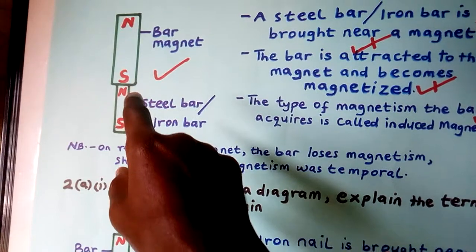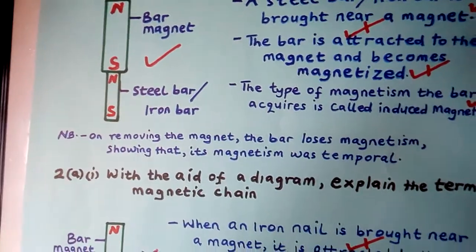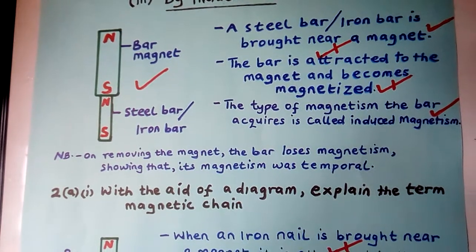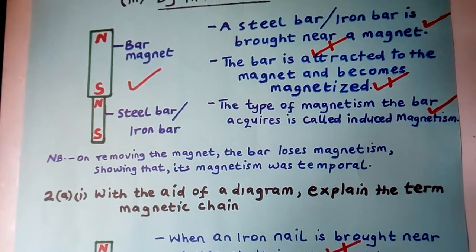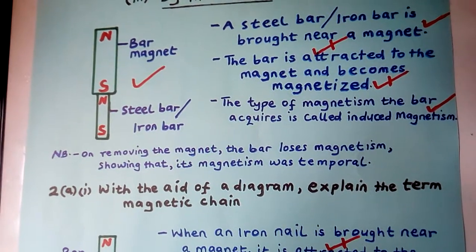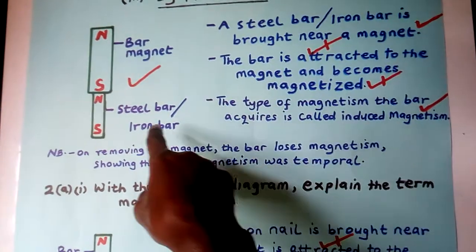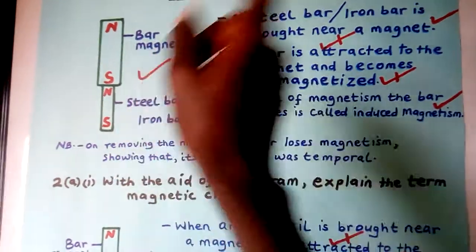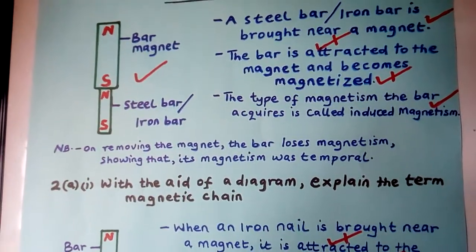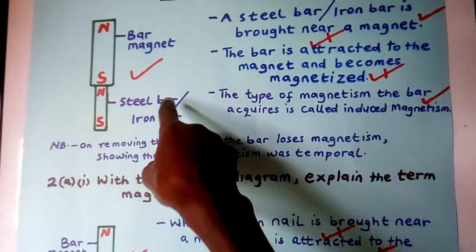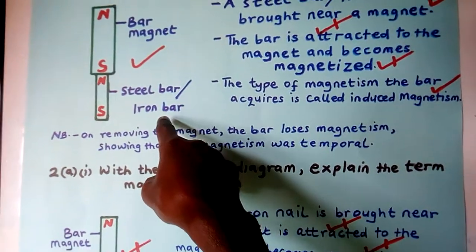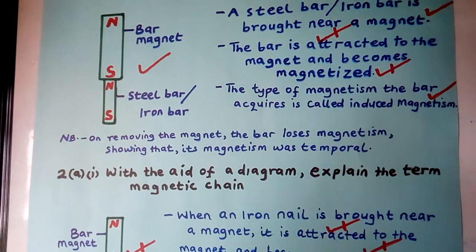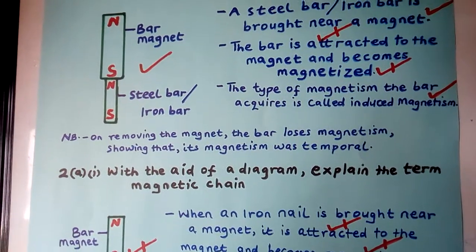Immediately you bring it near, what happens? It gets attracted by a magnet. Why? Because it is a magnetic material. One time we said magnetic materials are those which are easily attracted by a magnet. Now, once you bring an iron bar or steel bar near the bar magnet, it gets attracted. But after getting attracted, the steel bar or the iron bar also becomes a magnet. So the first thing is it gets attracted, and secondly, it becomes magnetized.